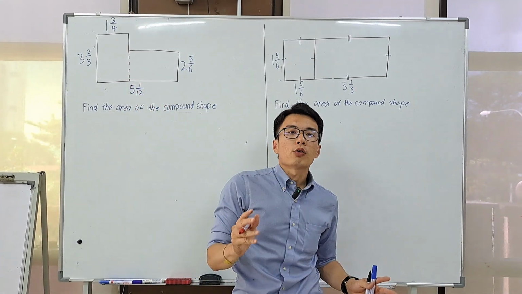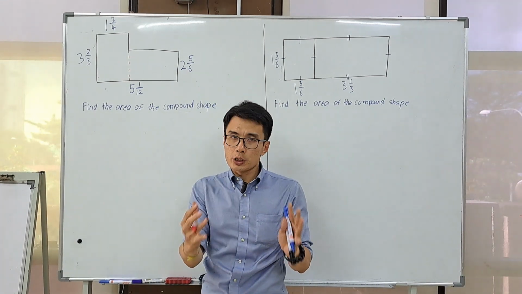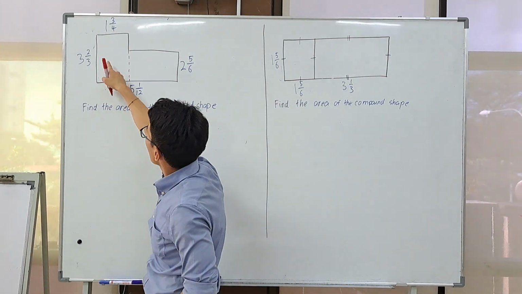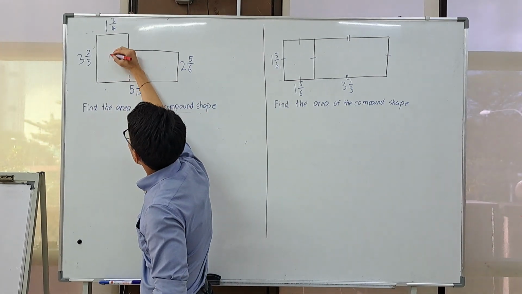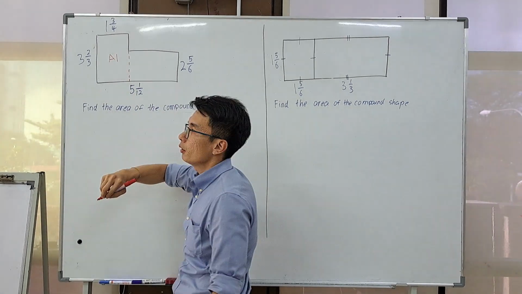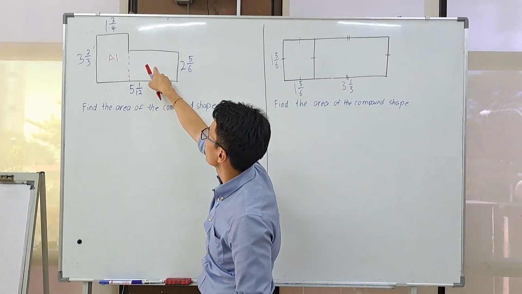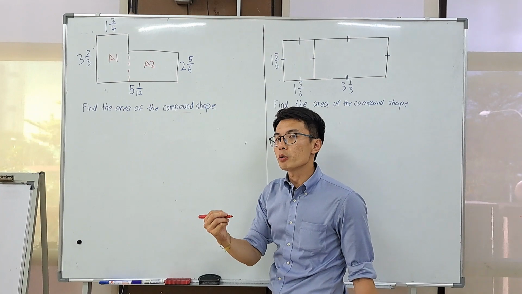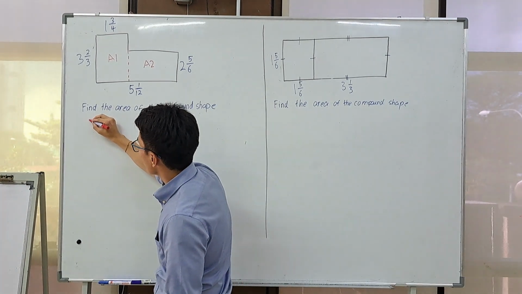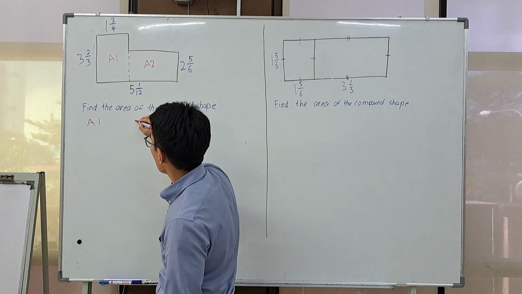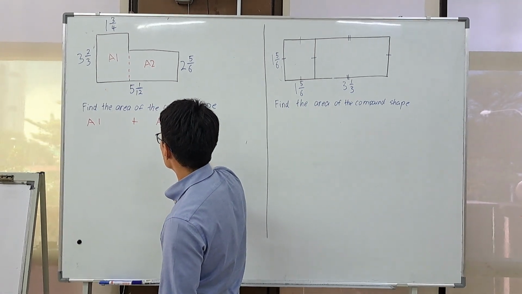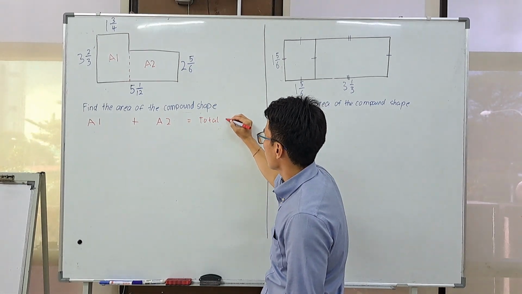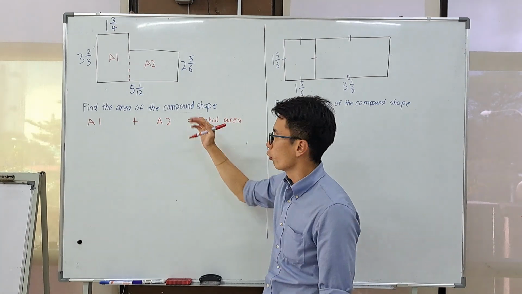Now, before I start any calculation, I'm gonna write down an equation first to help me to solve this problem. So over here, I have this rectangle, which I will call area 1. And I have this rectangle over here, which I would say is area 2, right? So I'm going to form a simple equation now. If I have area 1 and I add with area 2, that will give me the total area of the compound shape.